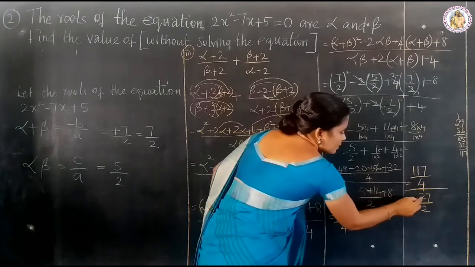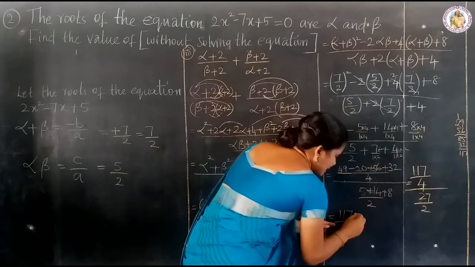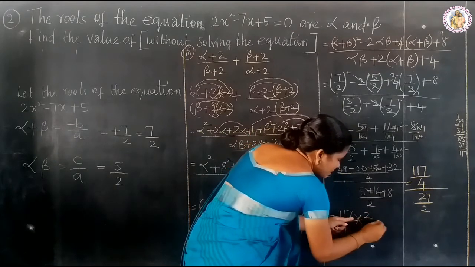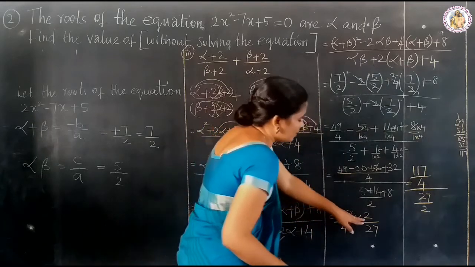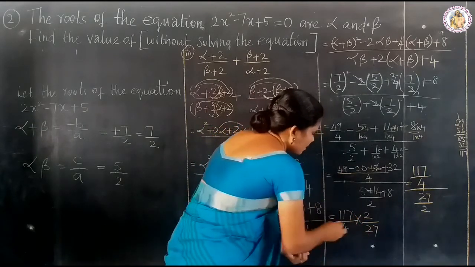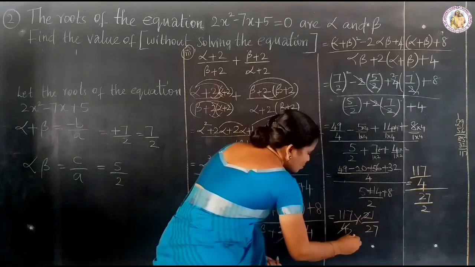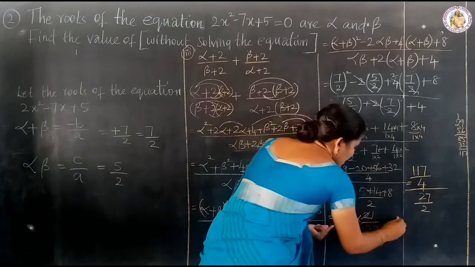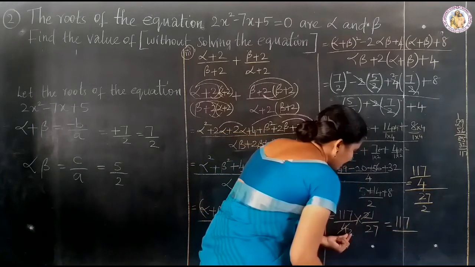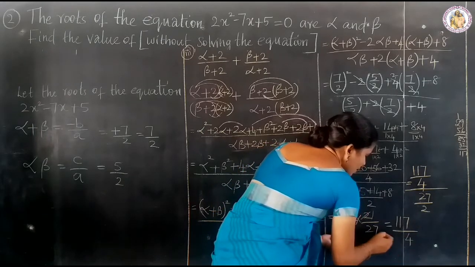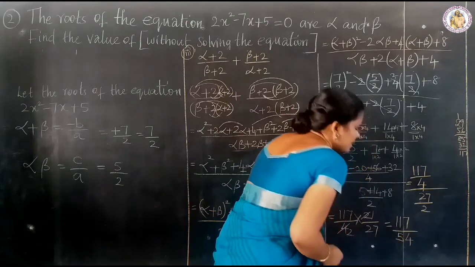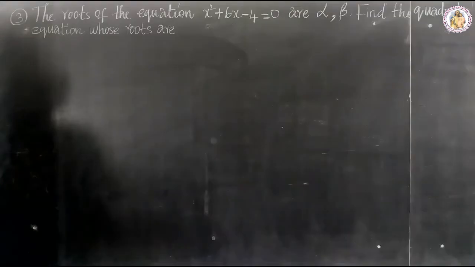Here 27 by 2, while it comes here, multiply by the reciprocal, 2 by 27. So it goes for reciprocal. So 2 by 27, 2 ones are 2, 2 twos are 4. 117 divided by 2 into 27. 7 twos are 14, 1, 2 twos are 4, 5. So 117 by 54. Question number 3.